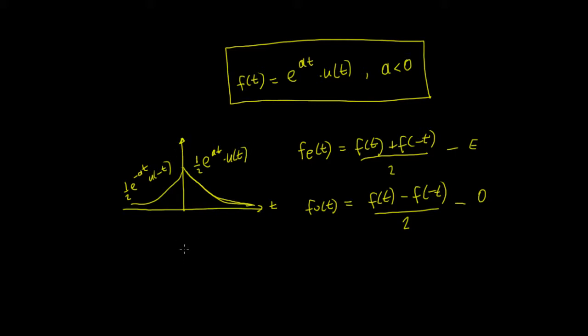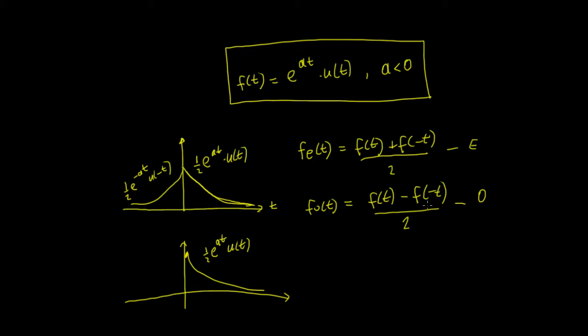Now the other half of the function here will be the odd part. Okay, trying to keep this kind of straight. For the odd part, we again have f of t, which is the same as this one here. So we're going to have this one here, just the same as that. And again that's half e to the at u of t, and that point there is a half.